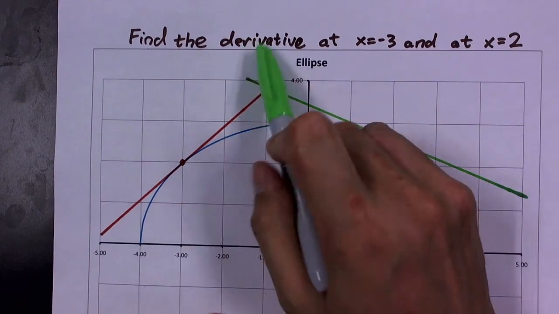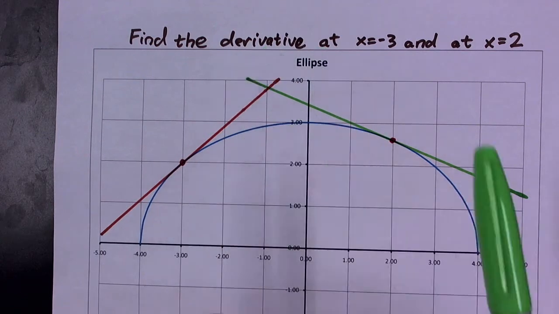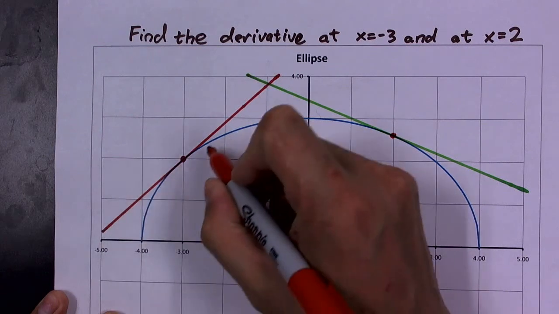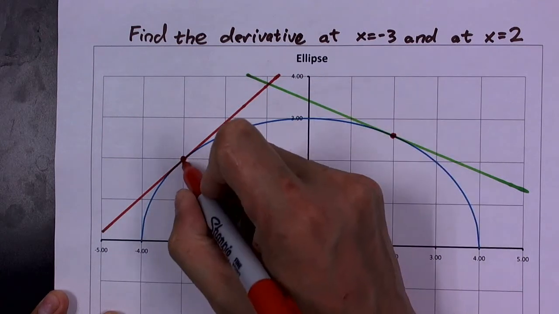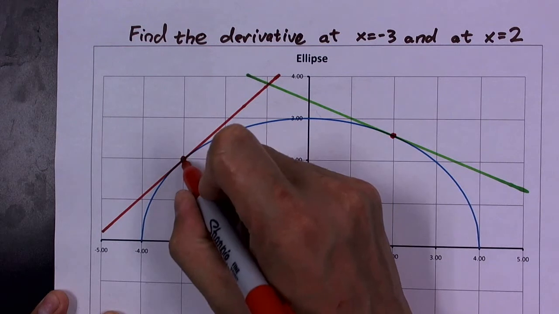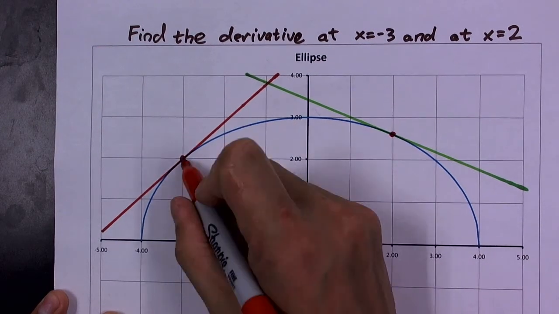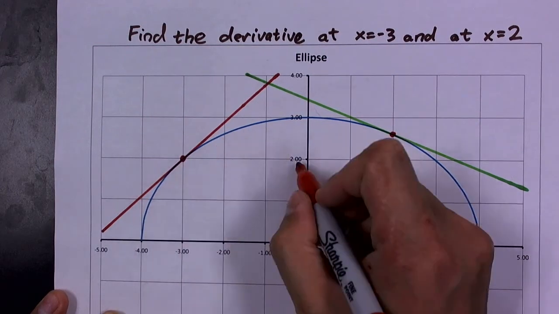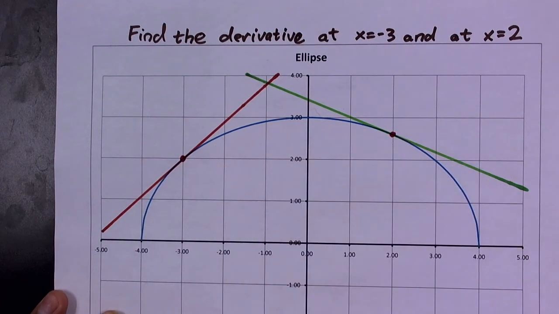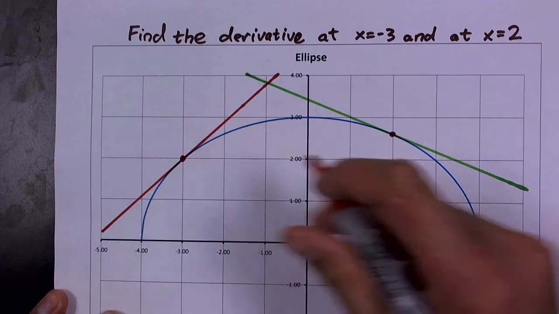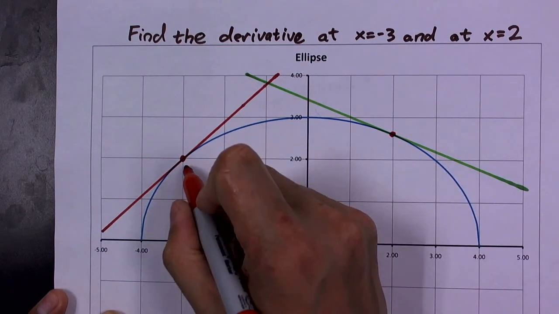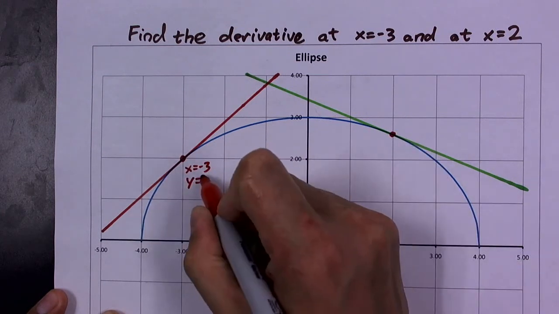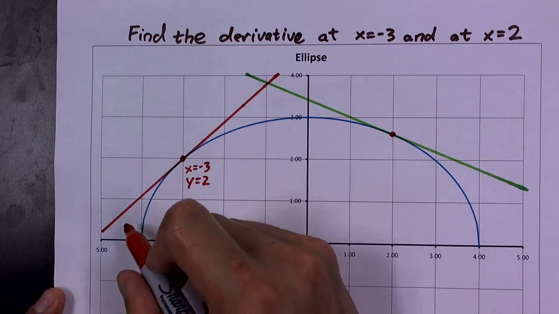We have to actually find the derivative, and the derivative is the slope of the tangent line. So in order to get slopes, we need to find 2 points on each line. Okay, so this point here is both on the tangent line and it's on the graph, so we can use that. It's at the coordinate x coordinate -3, y coordinate 2. So that's going to be that. And then we'll find another point.